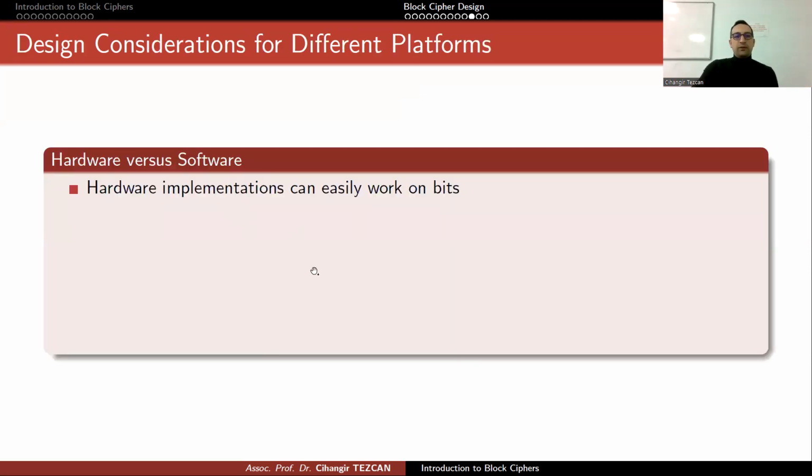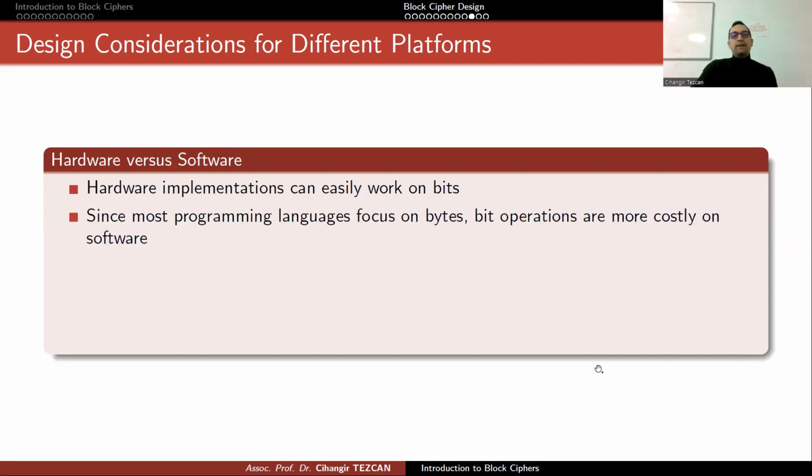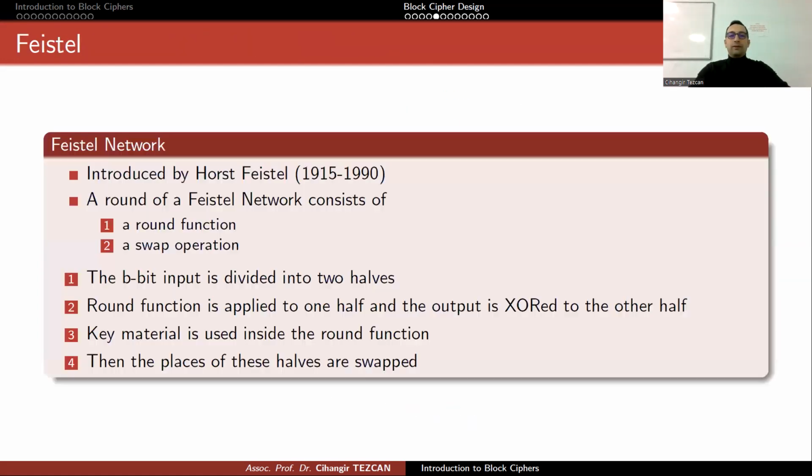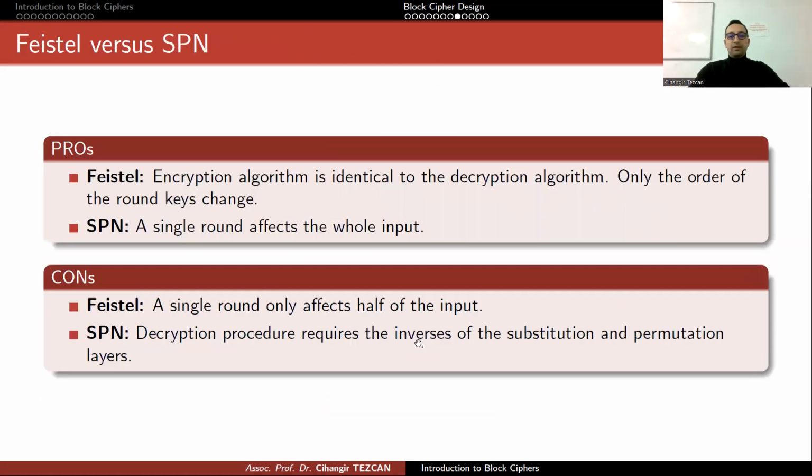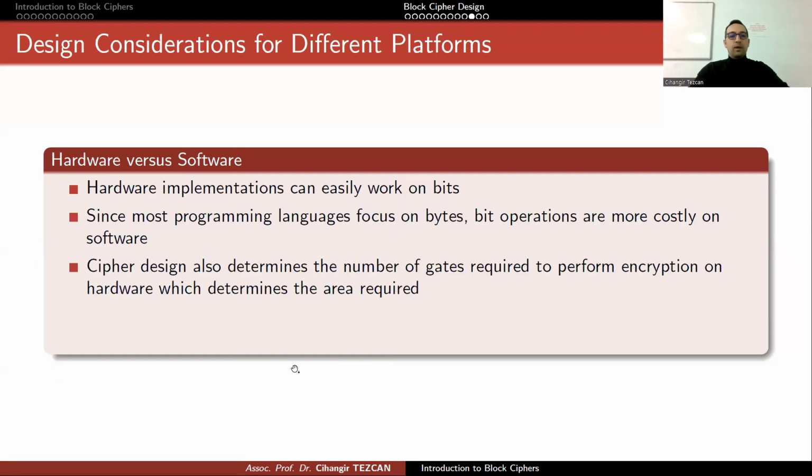So hardware versus software. Hardware implementations can easily work on bits. Since most programming languages focus on bytes, bit operations are more costly in software. You probably observed it when you looked at PRESENT. If we go back to the PRESENT picture, here we are swapping bit positions. Just think about implementing it in C or Python. Right? In software, this is a problem.